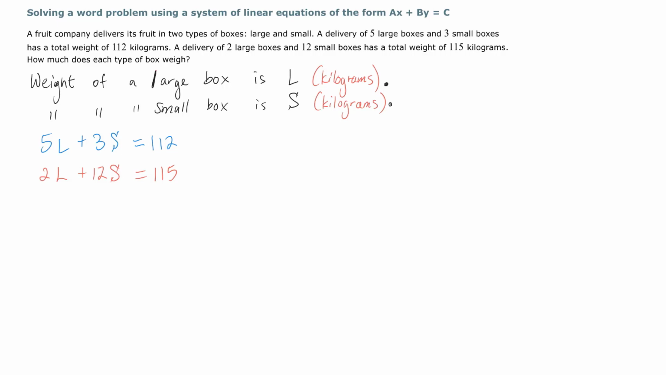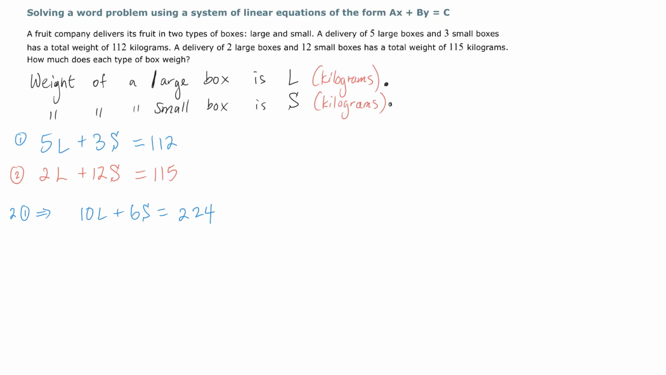Let's say we want to temporarily eliminate L. So let's call this equation 1 and equation 2 here. I'm actually going to do 2 times equation 1. If you do 2 times equation 1, you simply get 10L plus 6 times S is equal to 224.